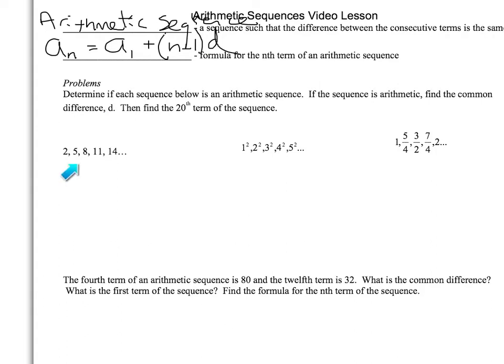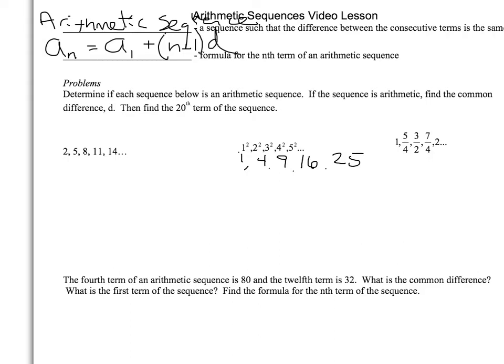I am going to skip the first problem. It is an easier one for you guys to do, and I will do the other two with you at this point. So for this second one, what I'm going to do is first list out what the real numbers are. 1 squared is 1, 2 squared is 4, 3 squared is 9, 16, and 25.